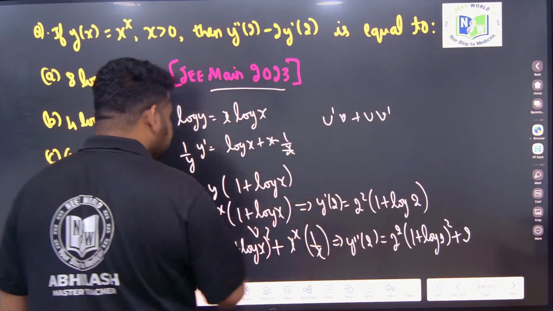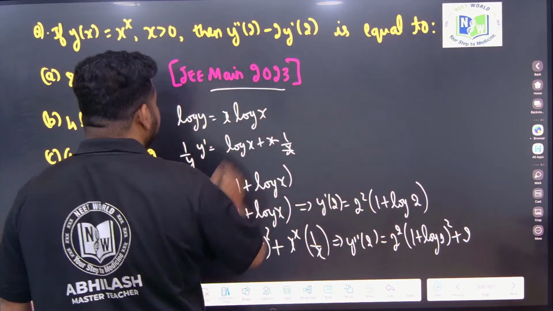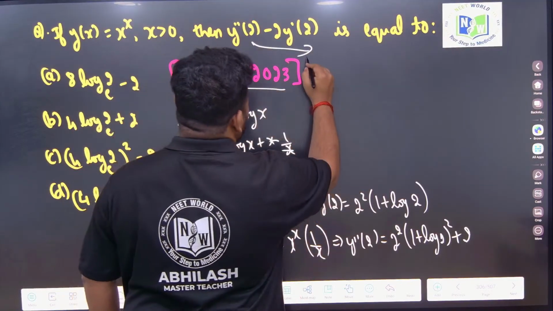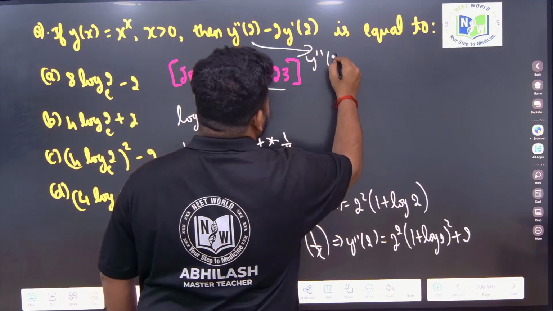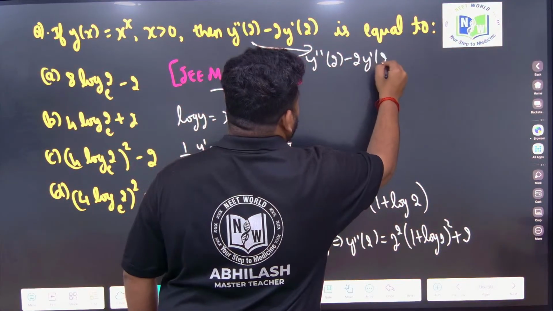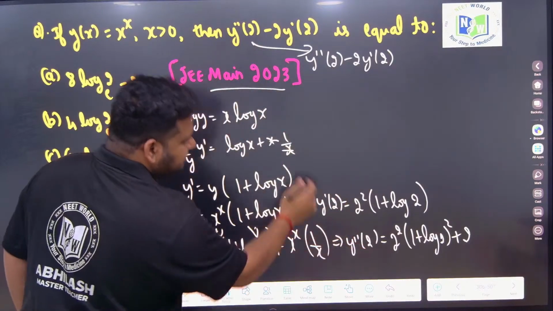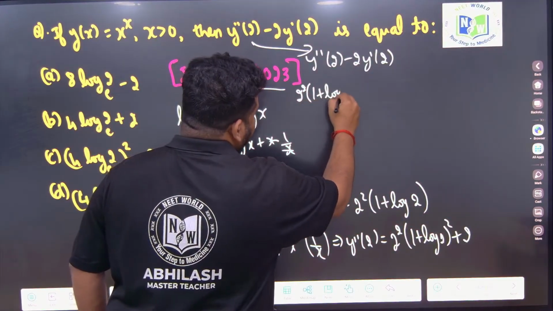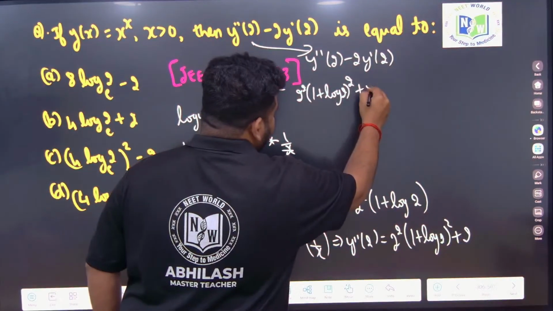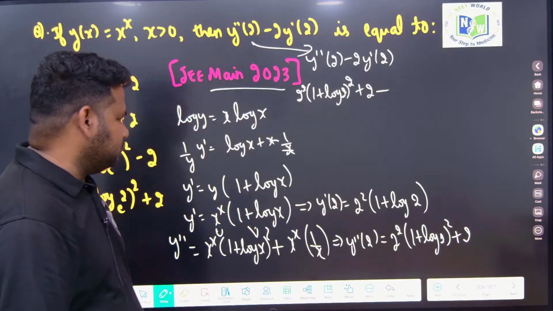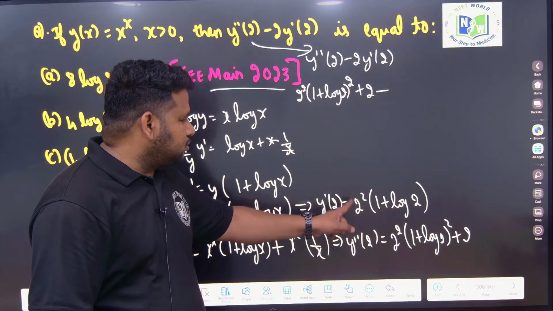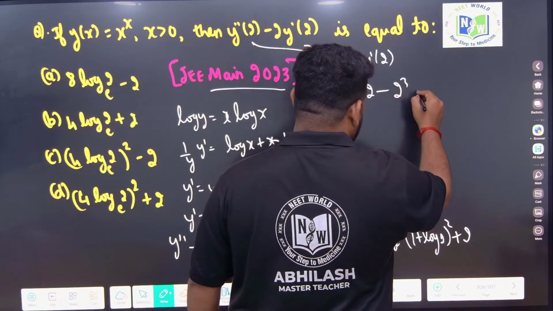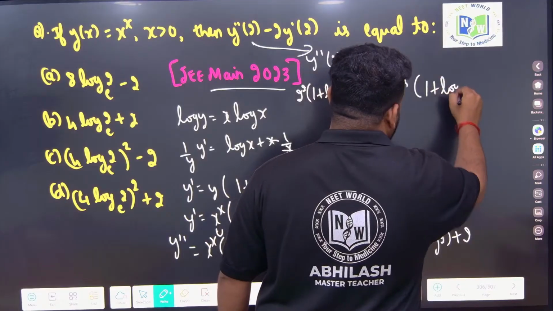Now the question they are asking is the value of y double dash of 2 minus 2 times y dash of 2. Let us substitute the values. We have 2 power 2 into 1 plus log 2 whole square plus 2, minus 2 times y dash of 2. 2 times y dash of 2 means 2 into 2 square, that is 2 cube, into 1 plus log 2.